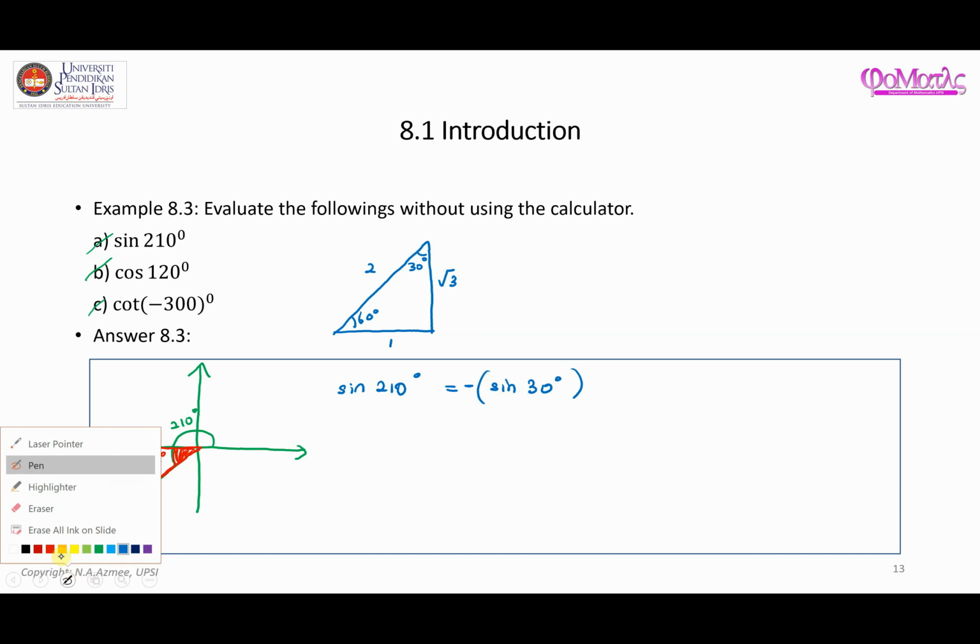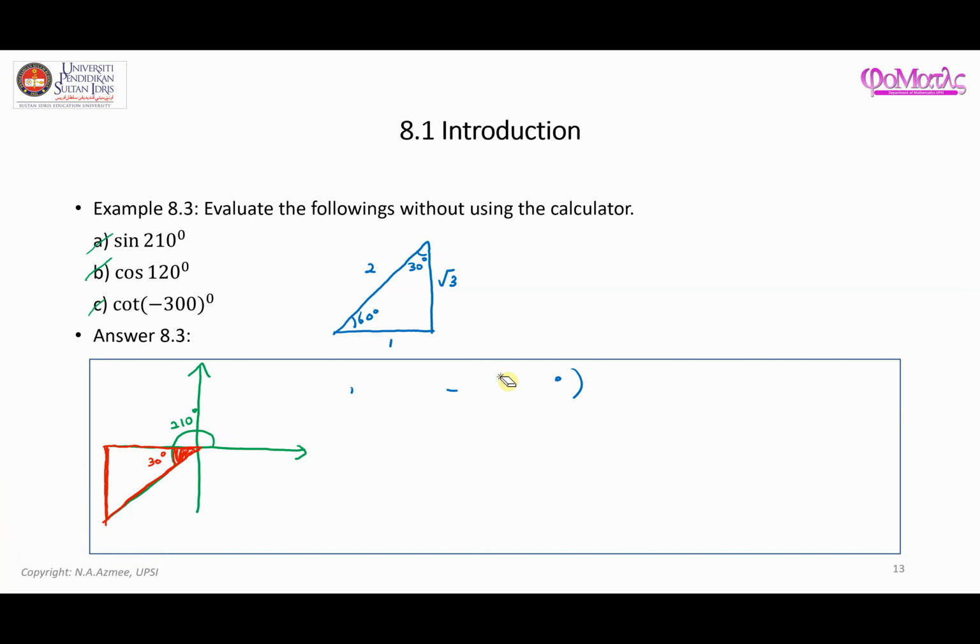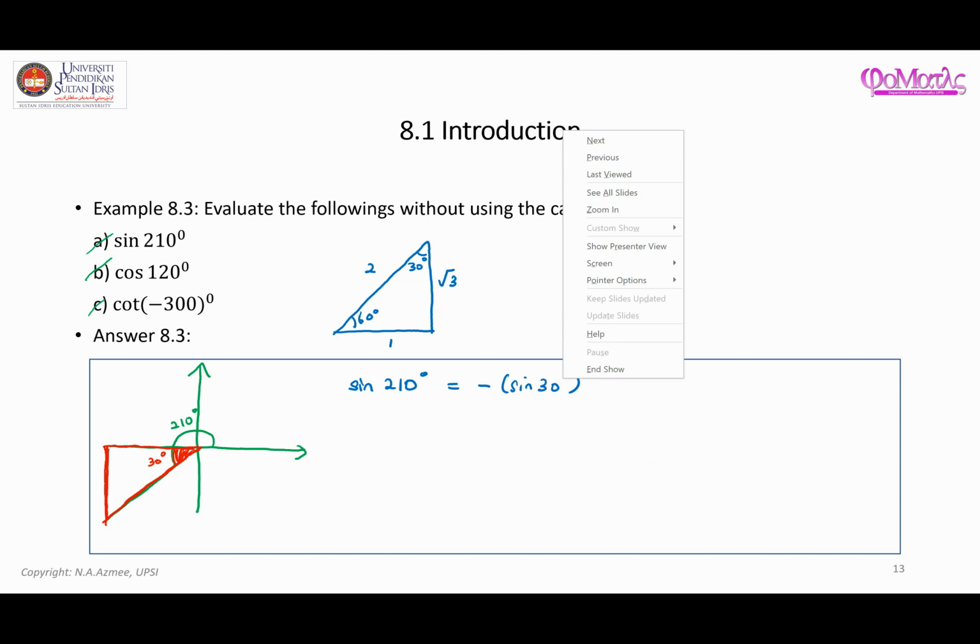Okay, I'm going to write again the idea which I have just mentioned to you. Basically, I want to find sine 210 degrees, and this is equal to negative. You can work with the reference angle. And why do I have negative? Because I know that the function of sine theta in the third quadrant is going to be negative. So negative sine 30 degrees.